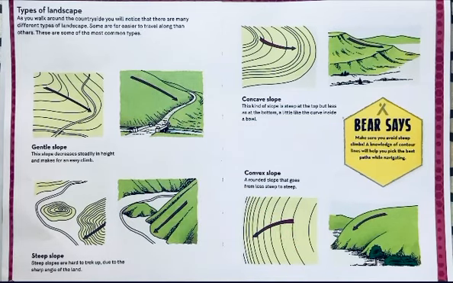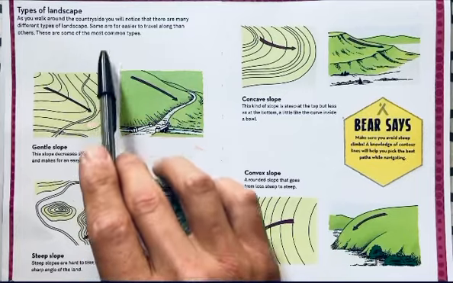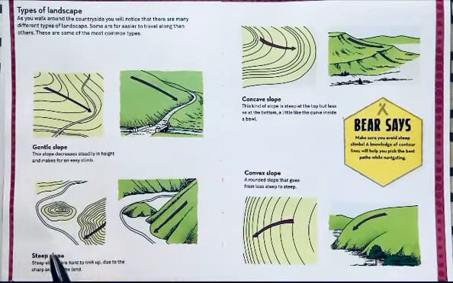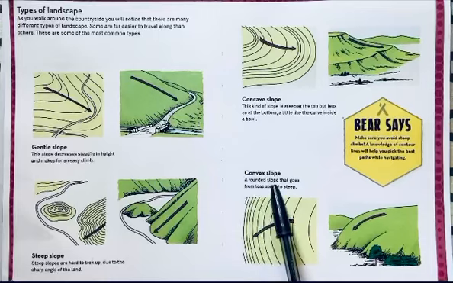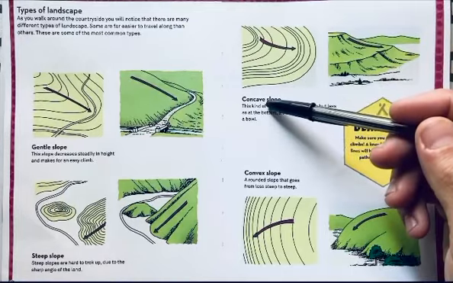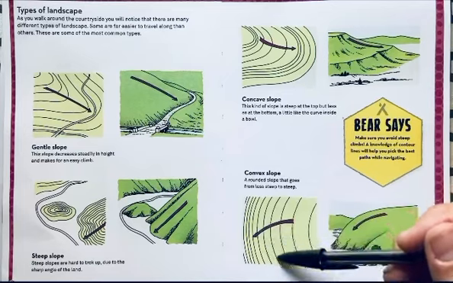So, for example, types of landscape that we can find in the countryside, we will notice that there are many different types of landscape. We have a gentle slope, we have a steep slope, we have a concave slope, we have a convex slope, okay? This has to do with the shape of the lines. If the lines are going this way, you can see the shape of the lines. If the lines are going that way, we can see the shape of the lines.